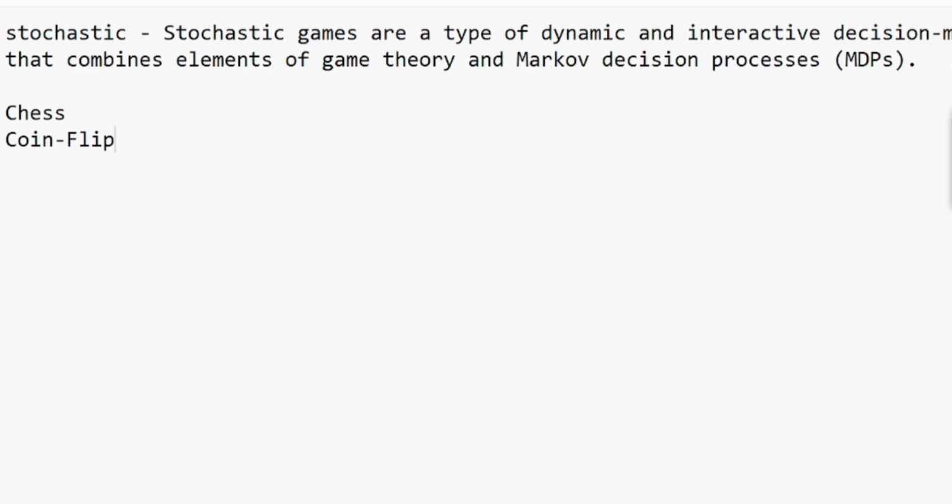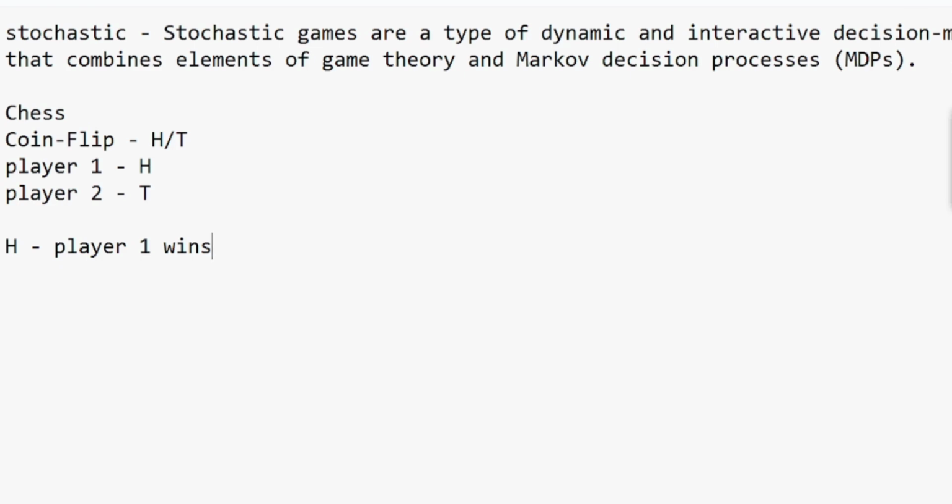So coin flip, it's a simple example. We have a head and tail mechanism. Let's say player one says head. Player two says tail. And when they flip the coin, you got head. So player one wins. So it's a simple scenario of a stochastic game. It is a dynamic and interactive decision-making framework.